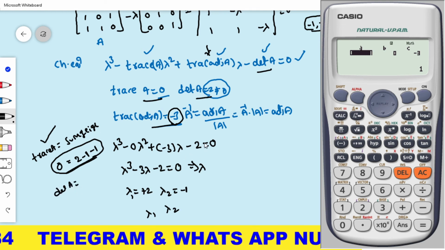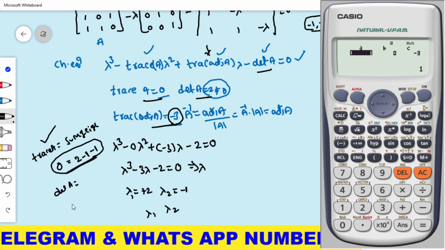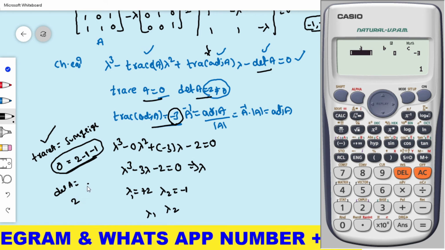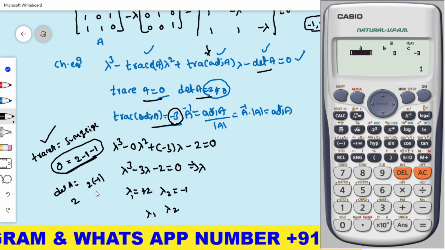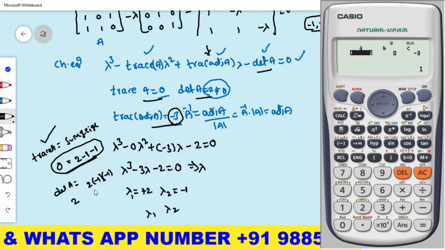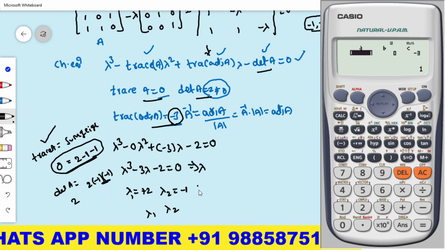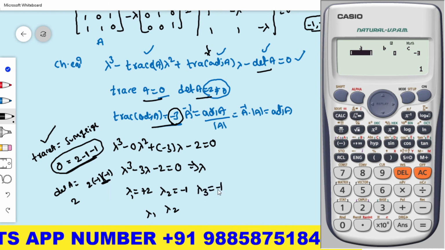What is the determinant of A? You have minus 2. Okay friends, like this you can find out. Okay, 2 only. You have det A is equal to 2, but the first eigenvalue is 2, the second eigenvalue is minus 1. How can I get 2? This one more is minus 1. If you take 2, it will become minus 4. That is wrong. So the root is repeated. Now in this case, lambda 3 is equal to minus 1.